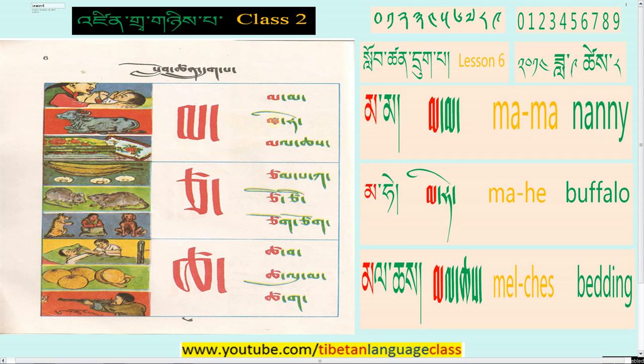And then the second example is ma hadengbo he mahe. Ma he, meaning buffalo. And then the next example is malamel chasa che meche. Meche, meaning bedding.